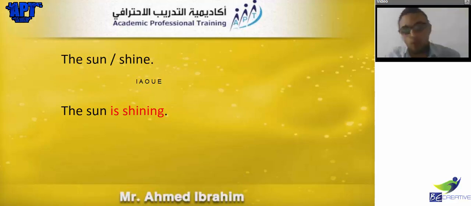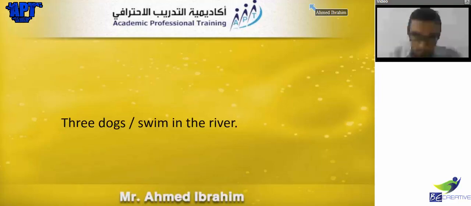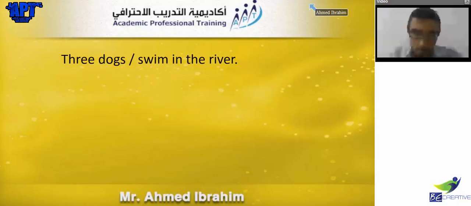Now let's go with the negative form of the sentence. The sun isn't shining. Another example. Three dogs swim in the river. Take your time. Remember, I need you to make a sentence in the present continuous and make it negative.